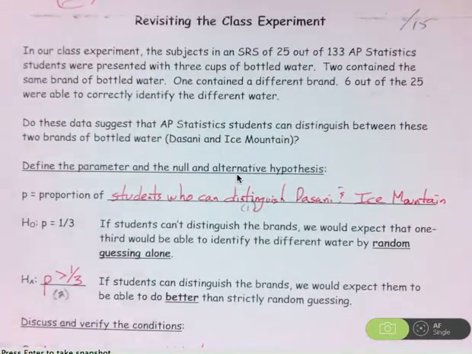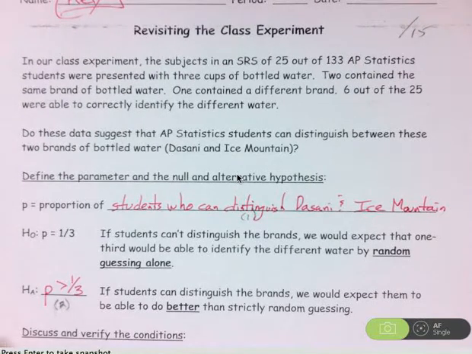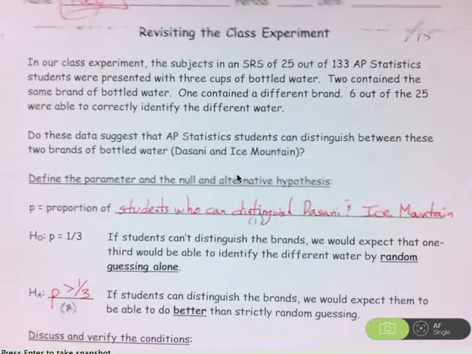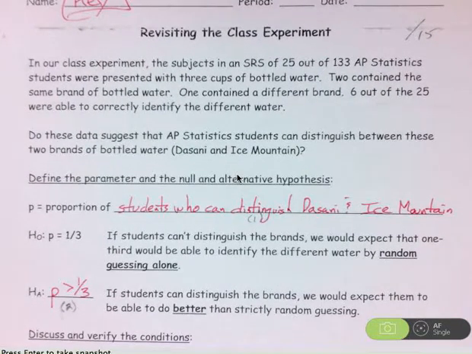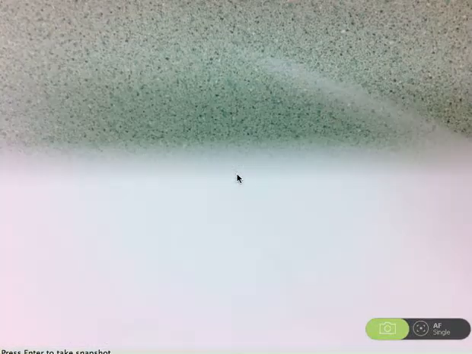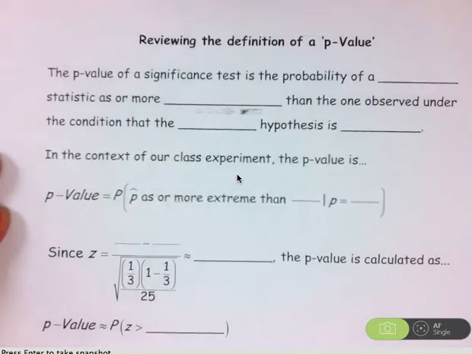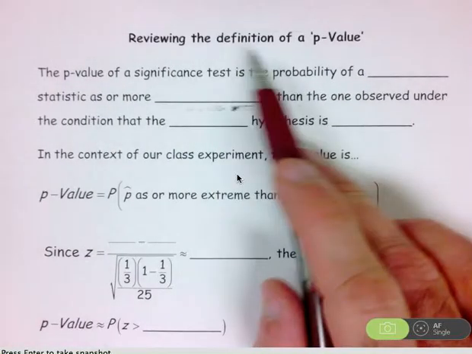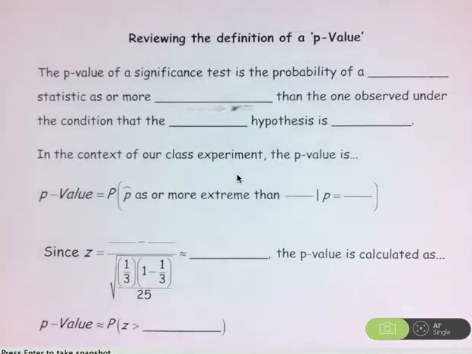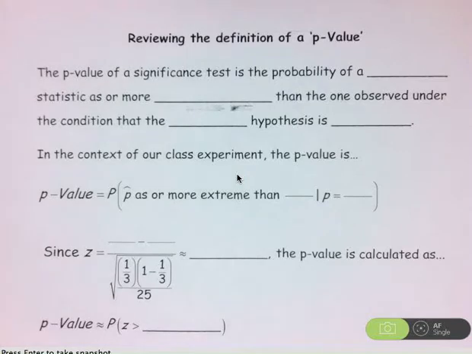I want to use this, though, as an opportunity to review what the p-value calculation represents. So if you turn your quiz over, here it is. I put this on the back of your quiz, reviewing the definition of a p-value. This is something that you need to know for your test, for our unit. You need to know this for the AP exam. You'll see this on some of our AP review questions for this unit.